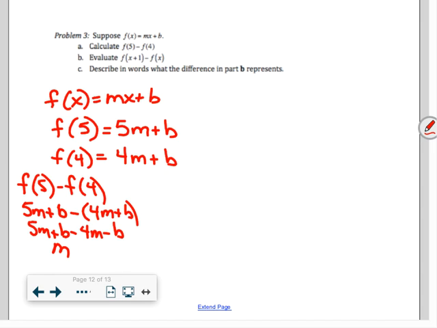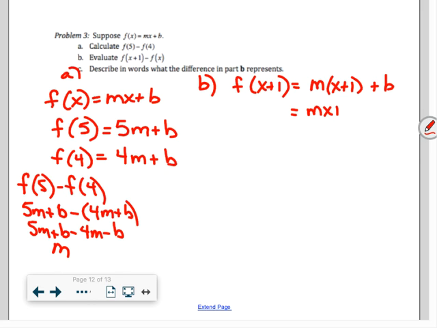All right, so that's part A. For part B, I want you to do f of x plus 1 minus f of x. It shouldn't bother you to do f of x plus 1 because it's the same thing as f of 5 or f of 4. You're going to replace x with x plus 1. So that's going to give me m times x plus 1, which is mx plus m plus b. And f of x is mx plus b.